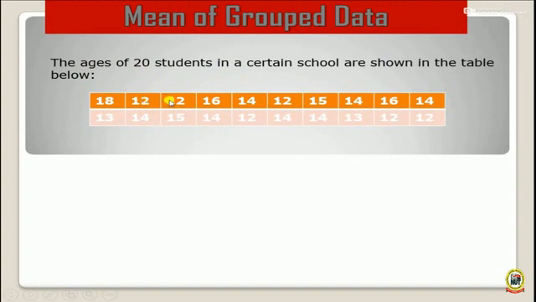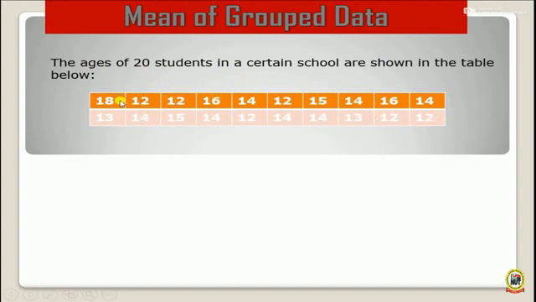All right, today we'll look at mean of grouped data. Mean of grouped data. Let's take this example. The ages of 20 students in a certain school are shown in the table below. And here is the table. We have 18 years, 12 years, 12 years, and so on.